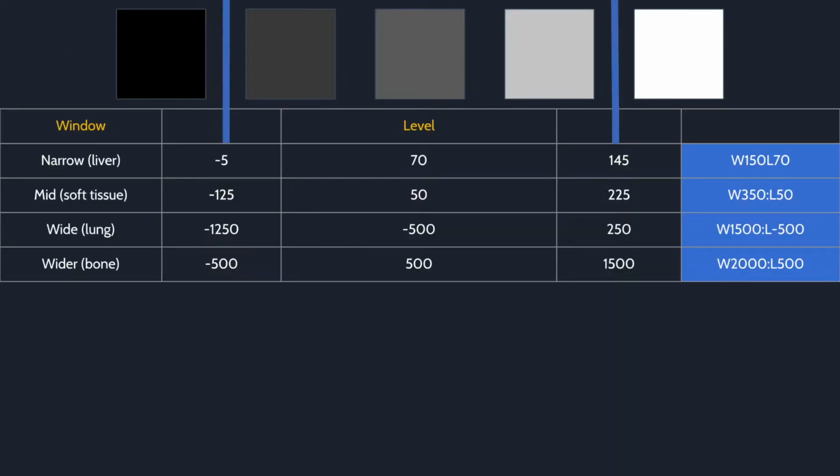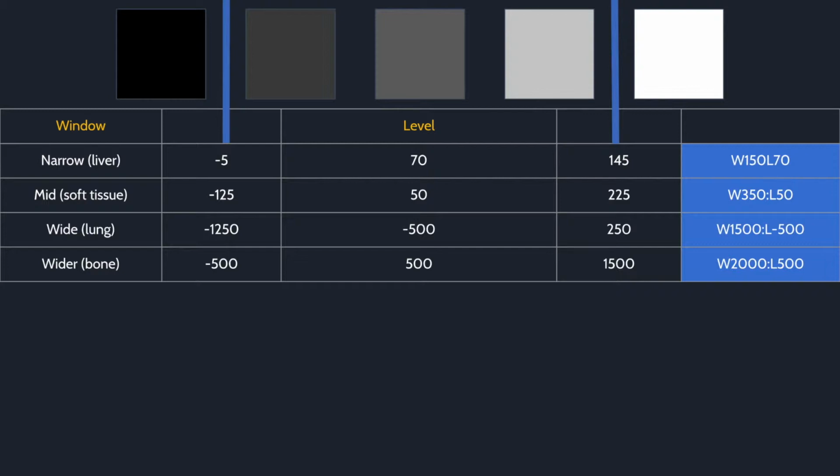Here are examples of how we use window and level to our advantage. A liver window is narrow because all the densities in the liver are similar. Bile is near water, or 0. Blood is around 40 or 50 Hounsfield units, and hepatocytes are in between. So we need to compress that grayscale into a narrow range so we can see the density differences between them.